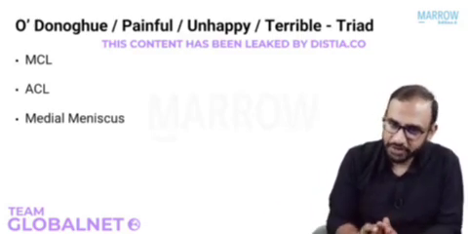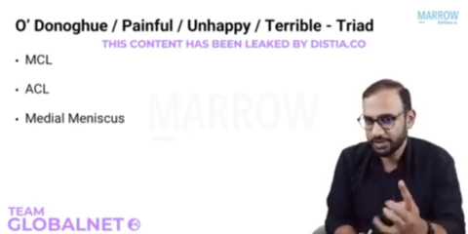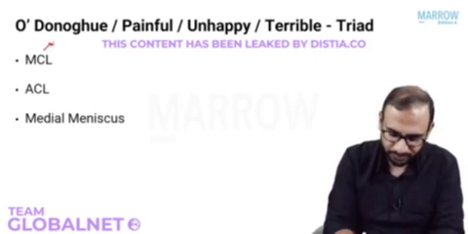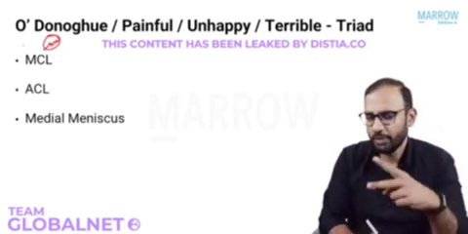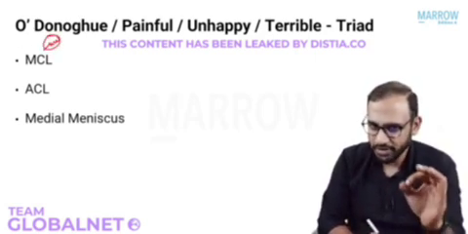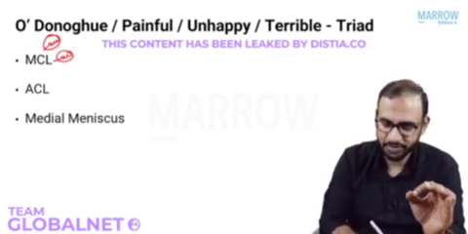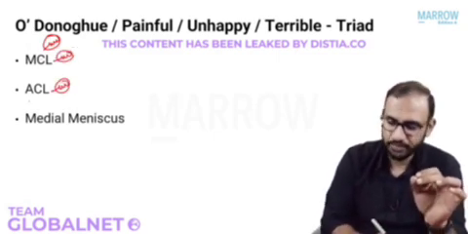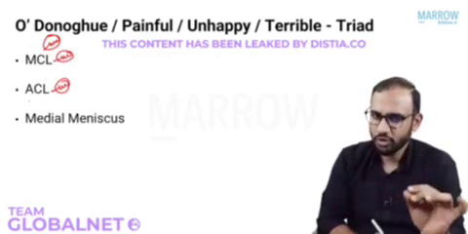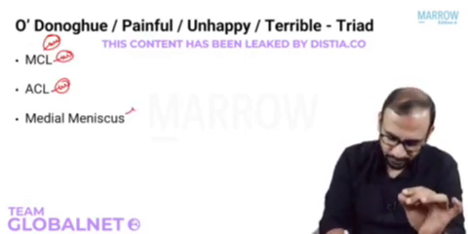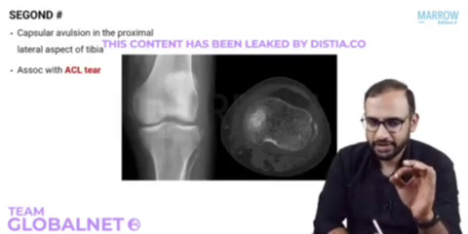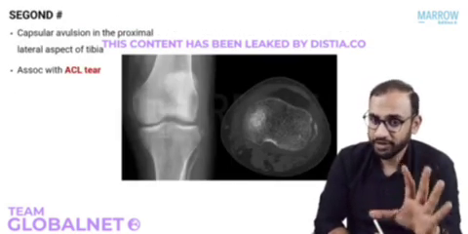If you remember this triad, you will be able to answer 4 MCQs on the exam. The first MCQ is, what is the most commonly injured ligament around the knee? Answer is MCL. Now among the collaterals, which is more commonly injured? Answer is MCL. Among the cruciates, which is more commonly injured? The answer is ACL. And among the menisci, which is more commonly injured? The answer is the medial meniscus.